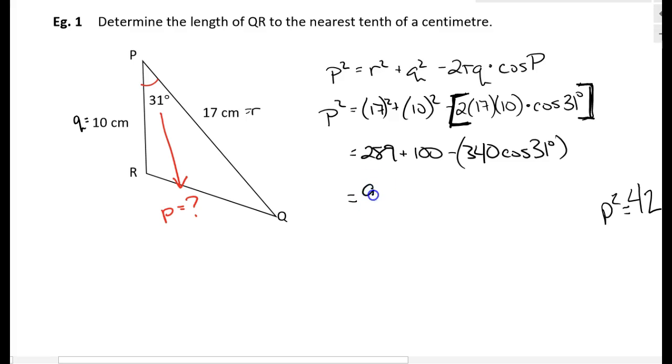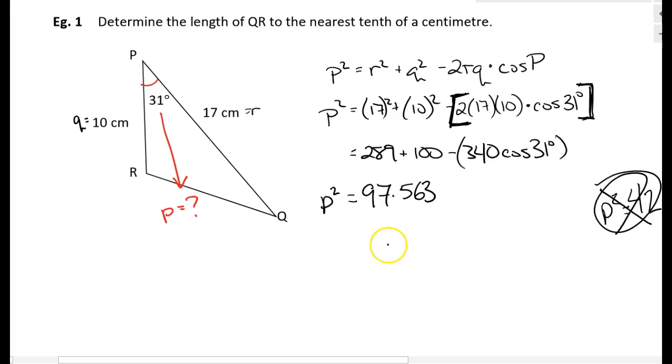Okay, in actuality, what it should be is 289 plus 100, and then subtract 340 cosine 31, which gives me 97.563. That's quite a difference, and so we are definitely going to get an incorrect answer if we go this way. So just be careful.